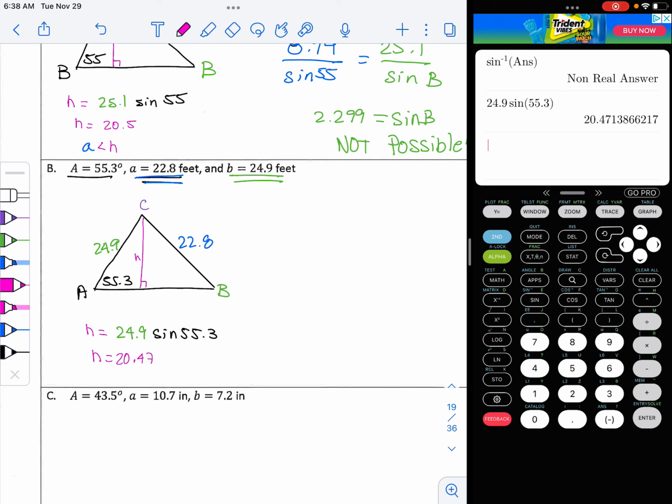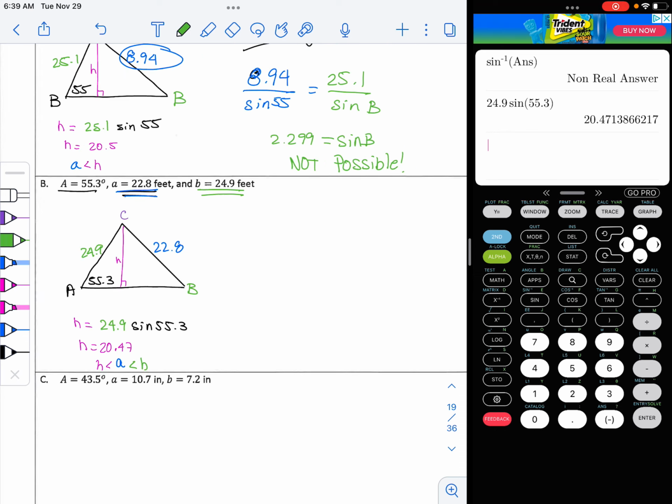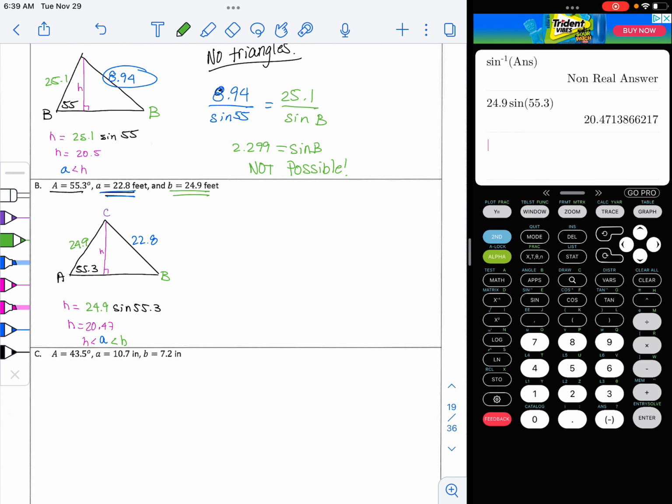And what you're going to notice is that your matching side is greater than your height, but it is also less than your other side. It's smack dab there in the middle. So this would be a perfect two triangle situation.